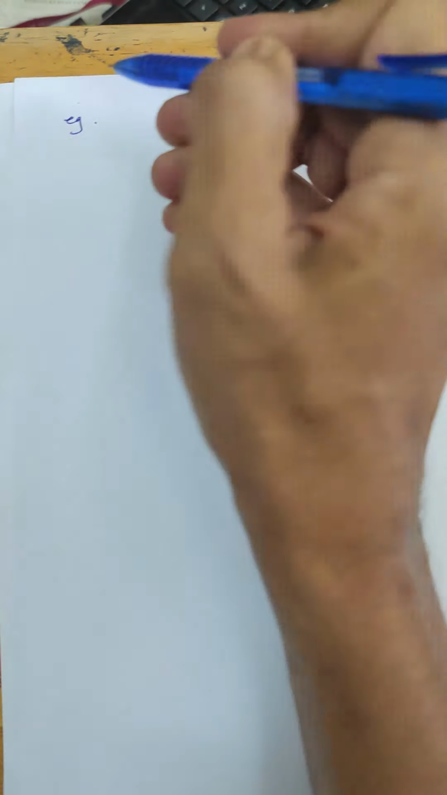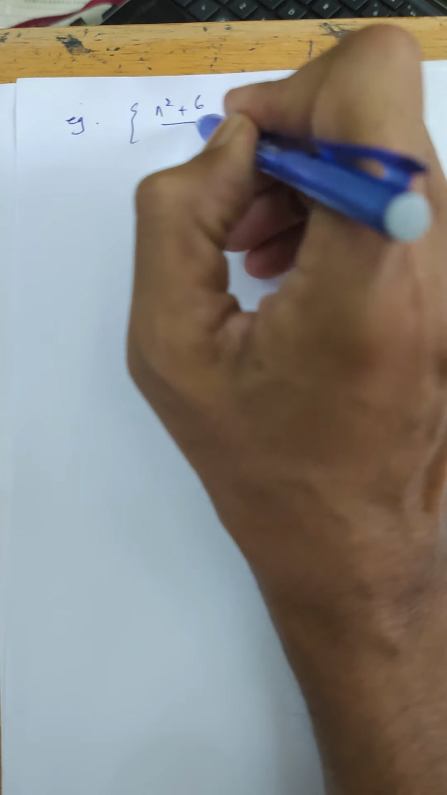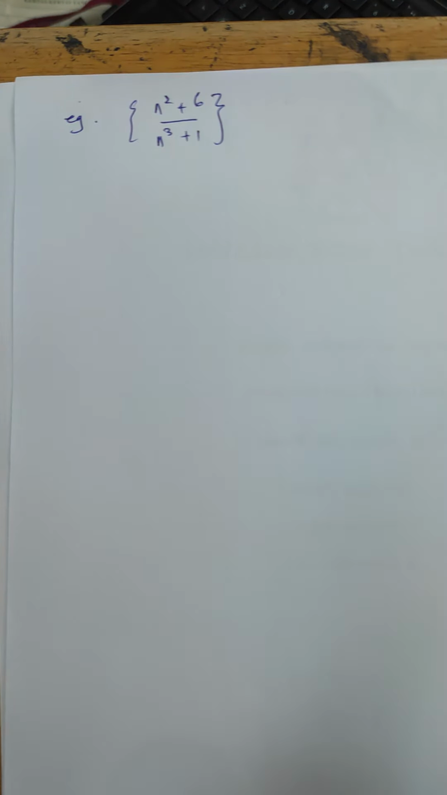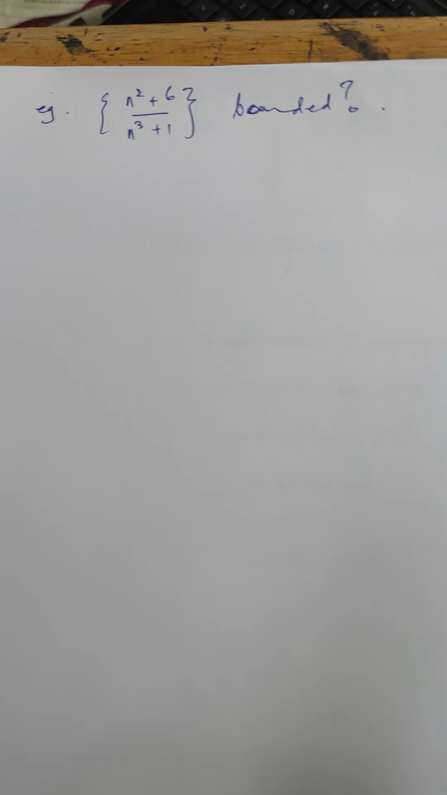Okay, let me give something a bit different. What about this sequence: n squared plus 6 over n cubed plus 1? Is this sequence bounded? That's the question. Okay, let's do it. The purpose is to find a number m, not necessarily an integer, a positive number m. So that's the purpose.